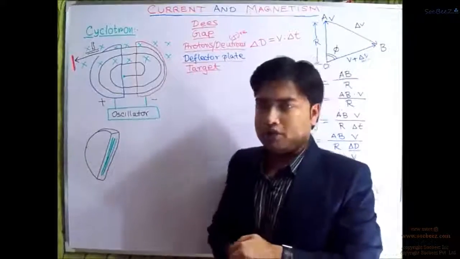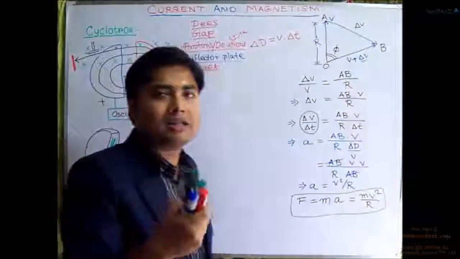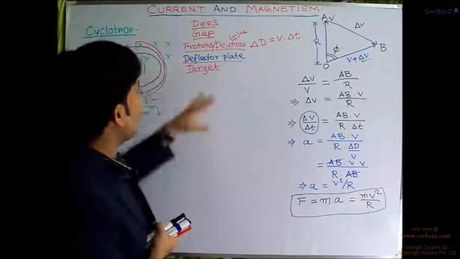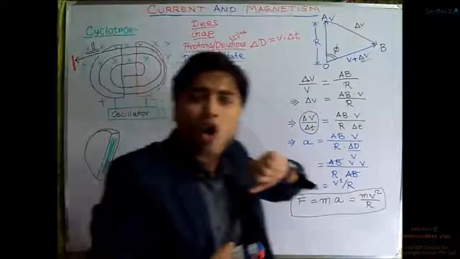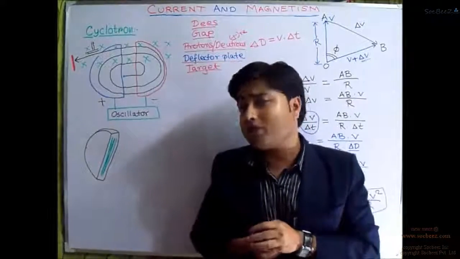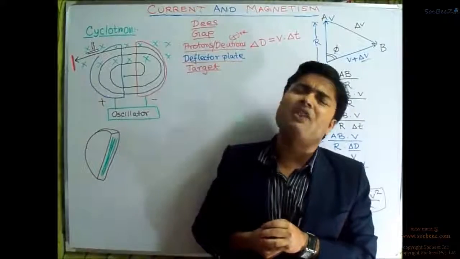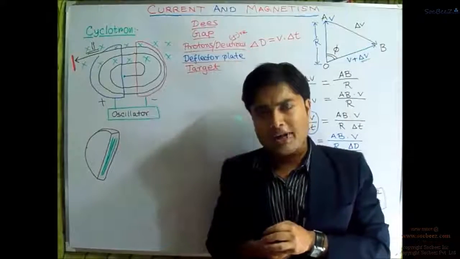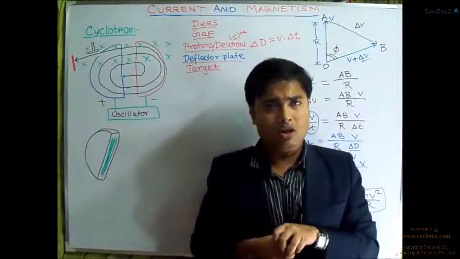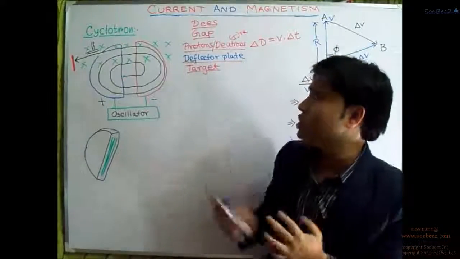This is the reason why we have chosen protons or deuterons. The deuterons obviously have greater mass as compared to protons, right? So this is the reason why it is not desirable to take electrons, because their mass is very, very low. But there are certain circumstances where electrons are chosen, okay, and there are certain limitations of this cyclotron.